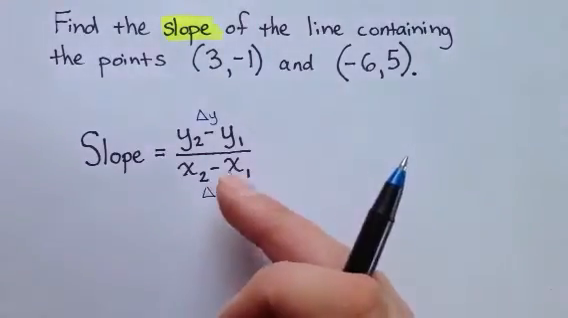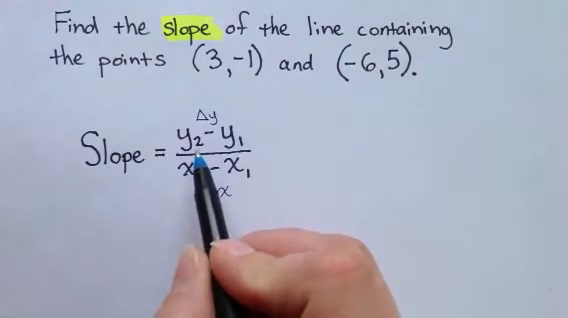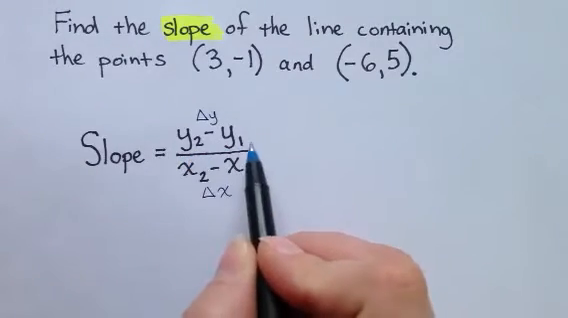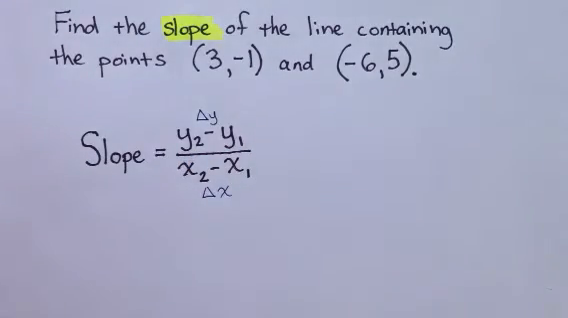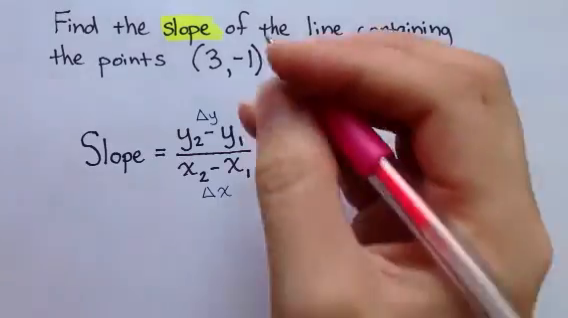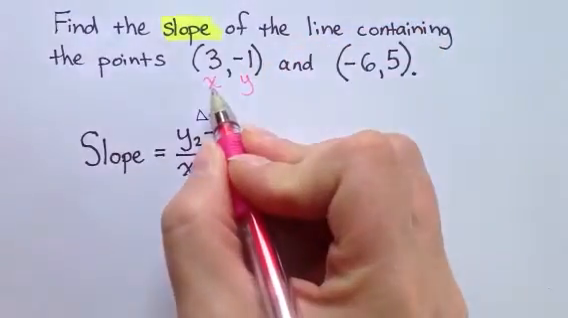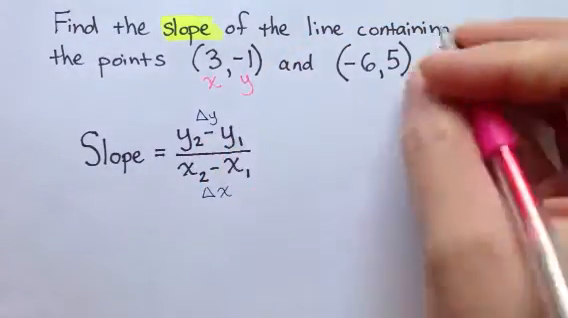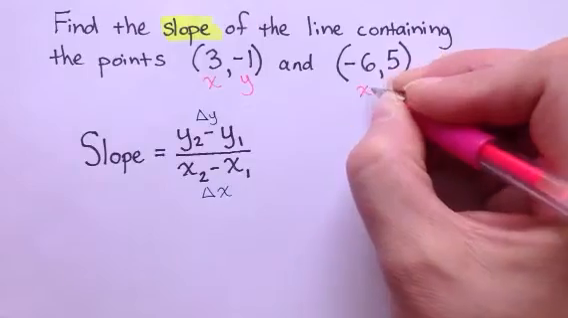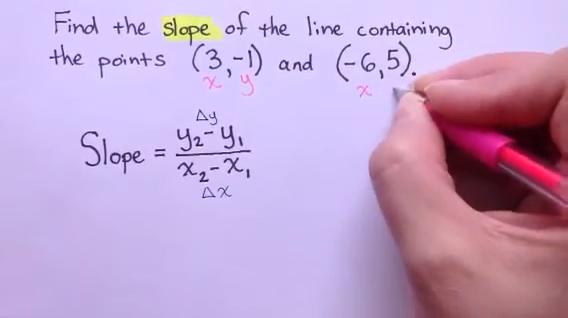The first thing I'm going to do is identify my variables. Now, formulas are always given this way, with the 2 first, the 1 second. It doesn't matter. What matters is you are consistent. So here's what I mean. In the first coordinate, I've got a 3 for the x and a -1 for the y. Remember that in an ordered pair, the first one is always x and the second one is always y. In the second coordinate, I've got x is -6 and y is 5.